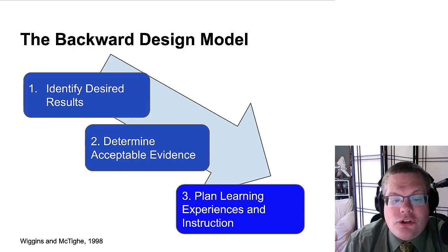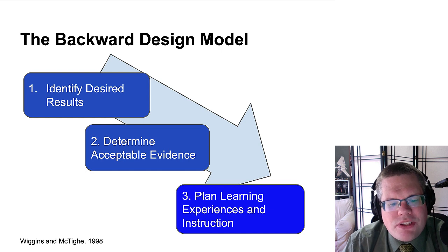Step two, determine acceptable evidence. You plan how you'll know your goal for your learners has been met. Maybe they need to write a paper, pass an exam, complete a project, but what will it look like for them to generate the evidence that they've learned what you want them to learn? And finally, step three, plan learning experiences and instruction. Think of your teaching as preparing your learners for meeting your goal. So planning your instruction and your content is last, after you've established your goal and criteria for success.